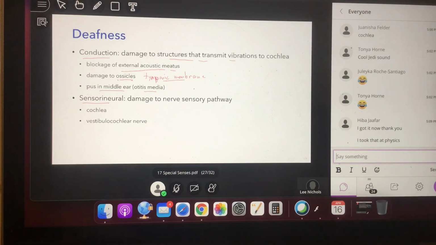What do you call bands of connective tissue that connect bone to bone?